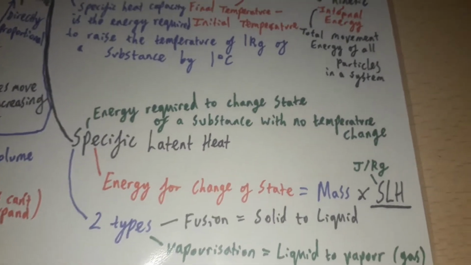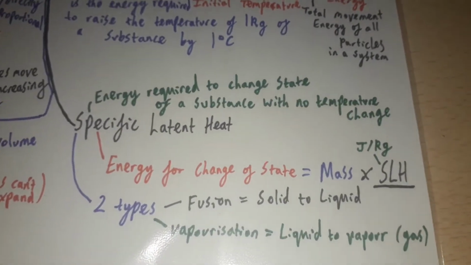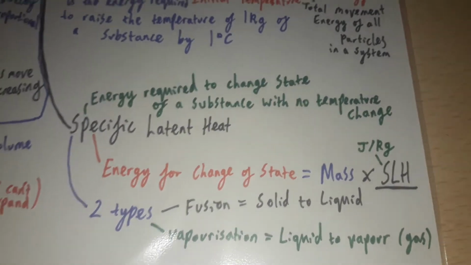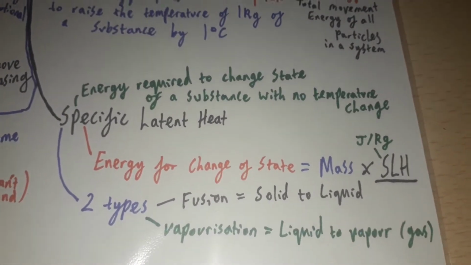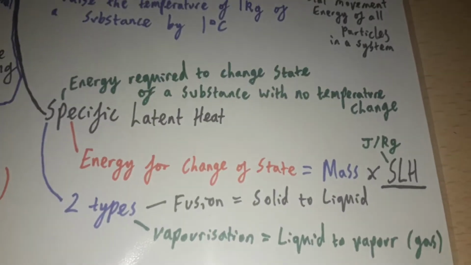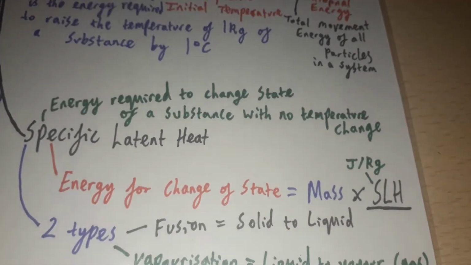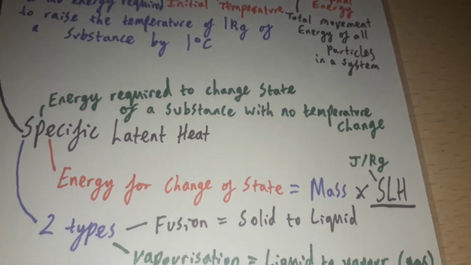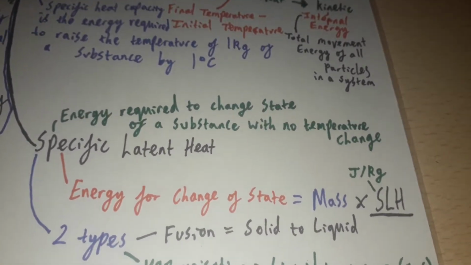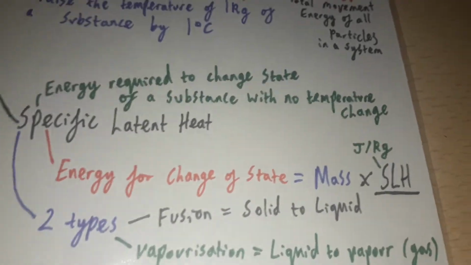So specific latent heat is the energy required to change state of a substance with no temperature change, meaning the temperature doesn't go up or down. So energy for the change in state, this is the equation, equals mass times specific latent heat, which is in joules per kilogram. So you'd literally just take the mass and times it by the specific latent heat to find out how much energy we need.